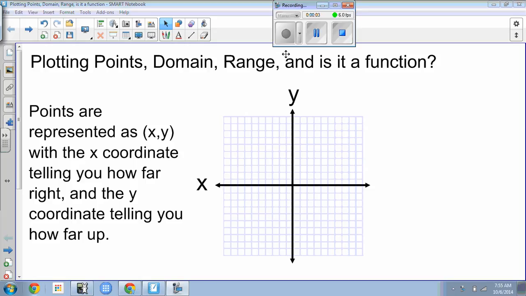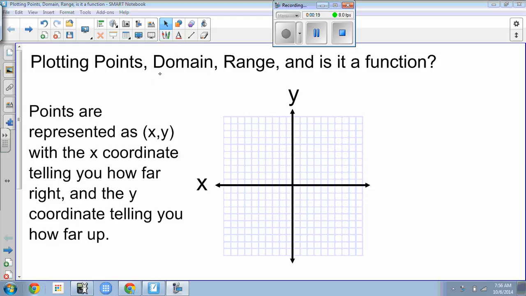Okay, so today's notes we're looking at plotting points, finding domain, range, and then determining is it a function. A lot of the notes today are going to be reviews, so I will try to move through pretty quickly. But if you find that you need to hear something again, just pause, rewind, and rewatch.